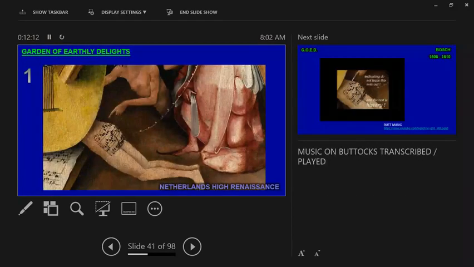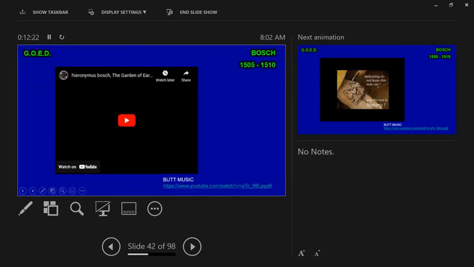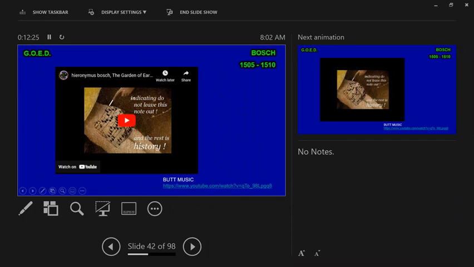And then the final detail of this painting is butt music. We have music written on this guy's butt, and people have played the notes that are on that.